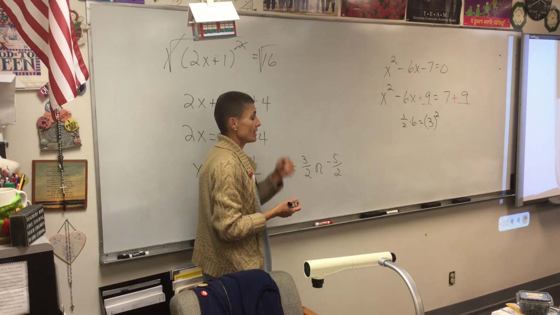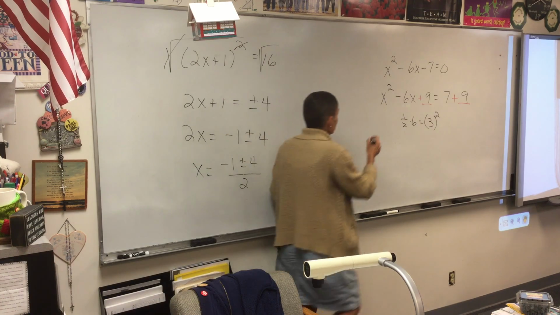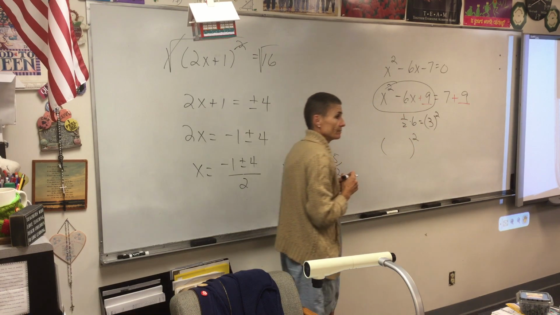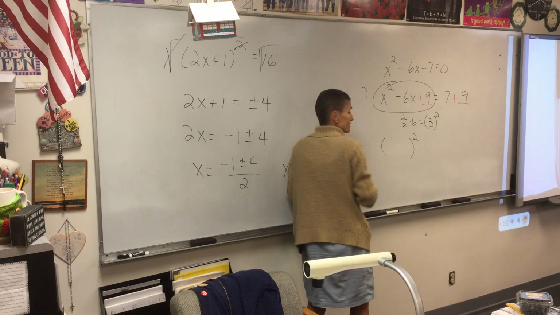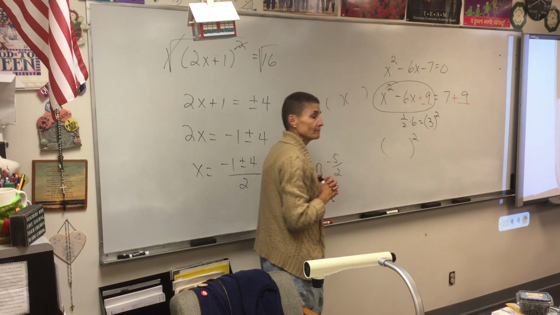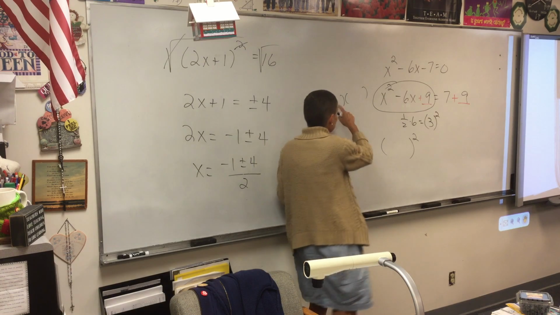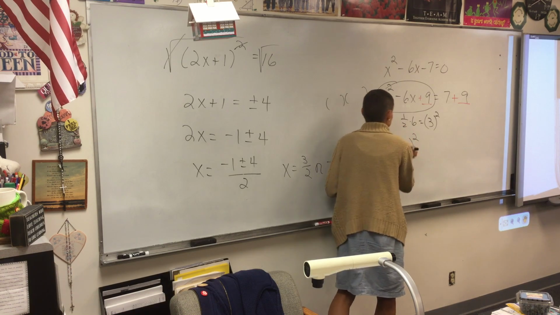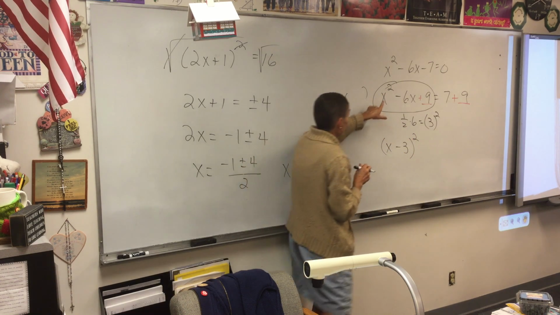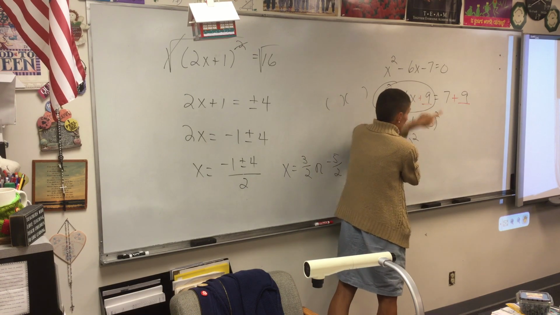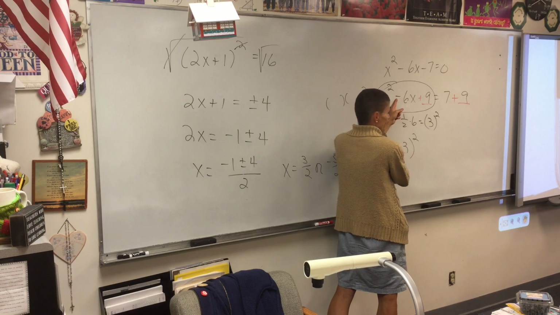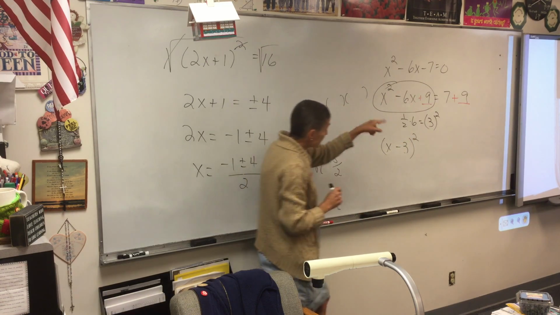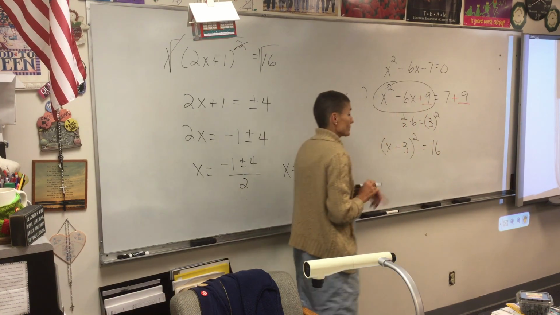The reason that it's called completing the square is because this factors into a perfect square. If you factored this, both of the parentheses would match. What would be the two parentheses that would give me this? X, not plus 3. Minus 3. X minus 3. This will always be X. This will always be that sign. And this will be whatever you squared to get that. X minus 3 squared equals 16, 7 plus 9.